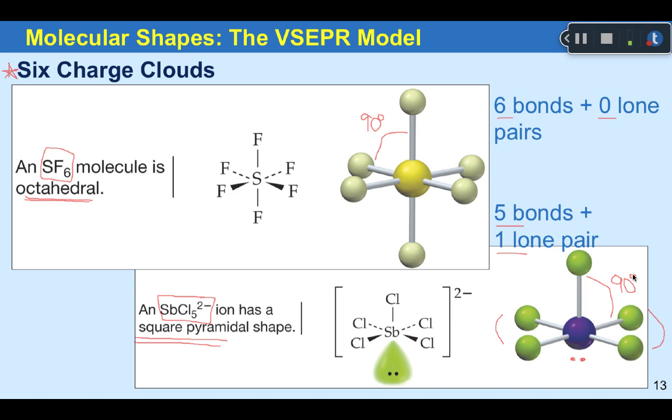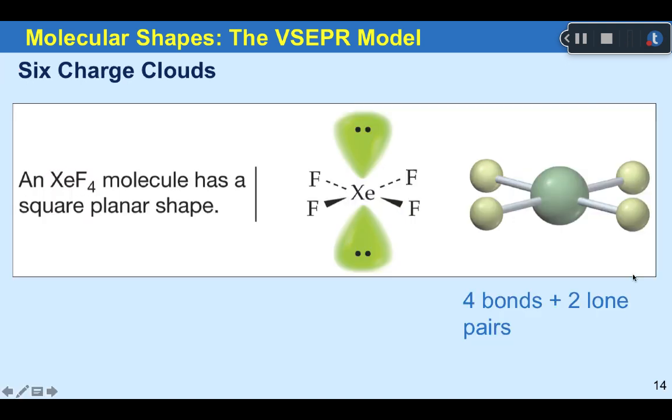So 6 bonds, 0 lone pairs, 5 bonds, 1 lone pair, guess what? You can do others. And so here's another one yet. What if you have 4 bonds and 2 lone pairs? That still adds up to 6 charged clouds. And xenon tetrafluoride. You know that's a weird compound if it's got xenon, but okay, it counts for an example here. And so if you do that, you can picture the two lone pairs as being as far apart from each other as possible. They would not be closer together. That wouldn't make sense.